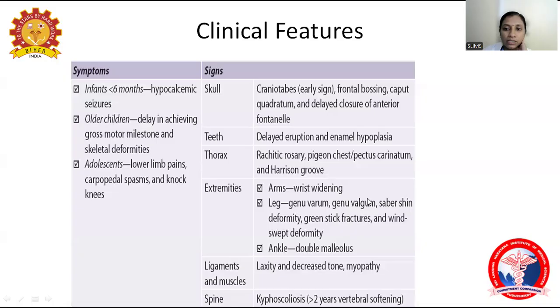How I remember is the letter L comes in valgum. When both knees knock together, the letter L comes, isn't it? When you draw it like this, two L's. That is why knock knees becomes genu valgum and bow legs becomes genu varum. Saber shin deformity: saber teeth, you have seen it. It looks sharpened towards the end and blunt, splayed out. So that is one deformity.